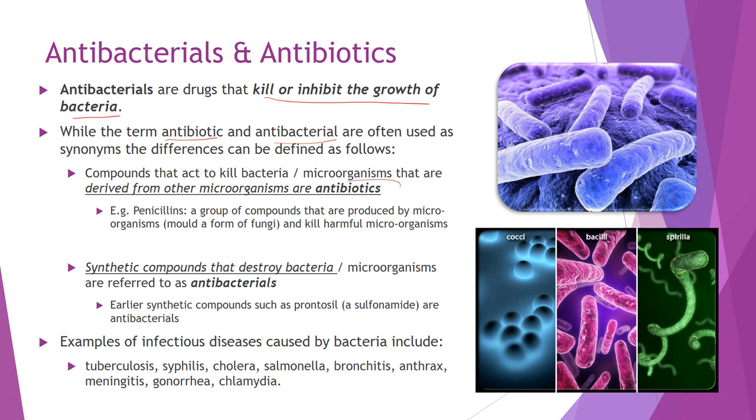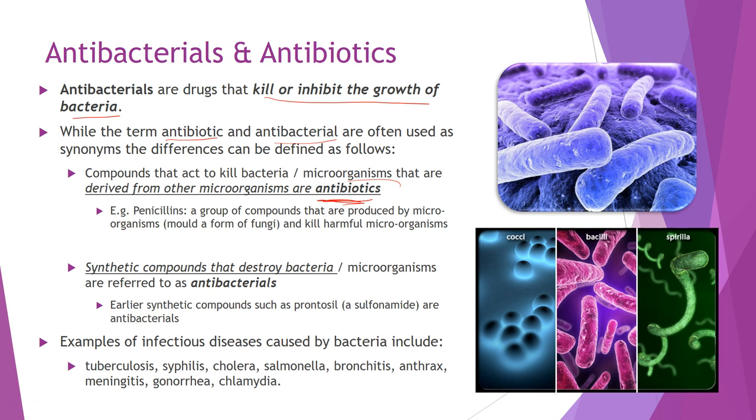Okay, it is derived from a fungus, and its purpose is to kill other bacteria or microorganisms. So the penicillin group of compounds are produced by fungi and therefore kill harmful microorganisms, making them antibiotics, whereas antibacterials are any compounds, synthetic compounds that are used to destroy bacteria. So bleach or disinfectants, things like that, would include those, but compounds such as prontosil, which is a sulfonamide, which is a sulfur-based compound, are known as antibacterials.